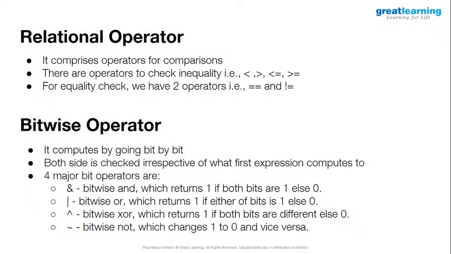Okay, now bitwise operators, it computes by going bit by bit. It's very important that you guys understand this bitwise operator. It goes bit by bit, both sides are checked irrespective of what the first expression computes to. For example, let's suppose you have two numbers, 8 and 2. So 8 will be converted into binary. What will be the binary of 8? 1000, right? And what will be 2? 10, right? The last two bits.